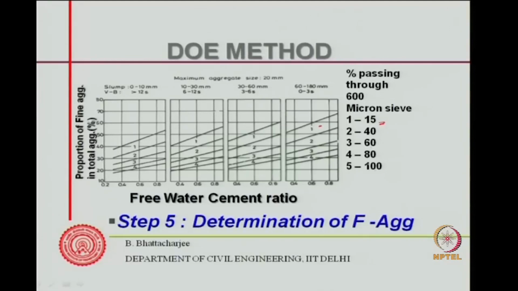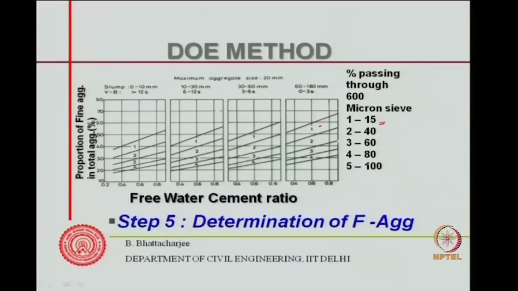Now if it is passing through the 600 micron, that is the quantity of real fine in the system, or it is grading. The zone 5, that is the range shown as curve number 5. This is curve 1, curve 2, curve 3, curve 4, curve 5. So curve 5 corresponds to a very fine sand, whereas curve 1 corresponds to relatively coarser sand. Only 15% is below 600 micron, rest all is above 600 micron.